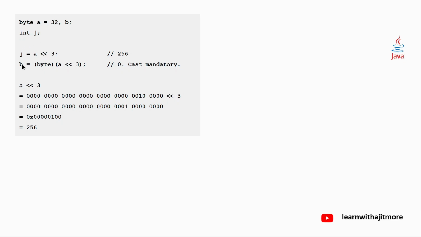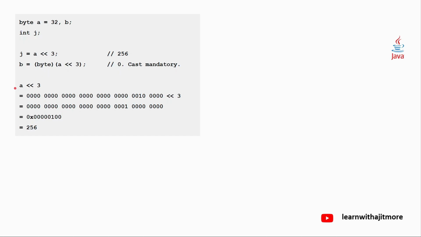Okay. Now in this case, you can check. When I'm shifting A to the right side three times, A is shifted right three times and you store it in J, you get 256. But the same answer, if I try to store in B, is going to give an error, and therefore I have to do casting. Okay, I hope you know why I'm doing casting over there.